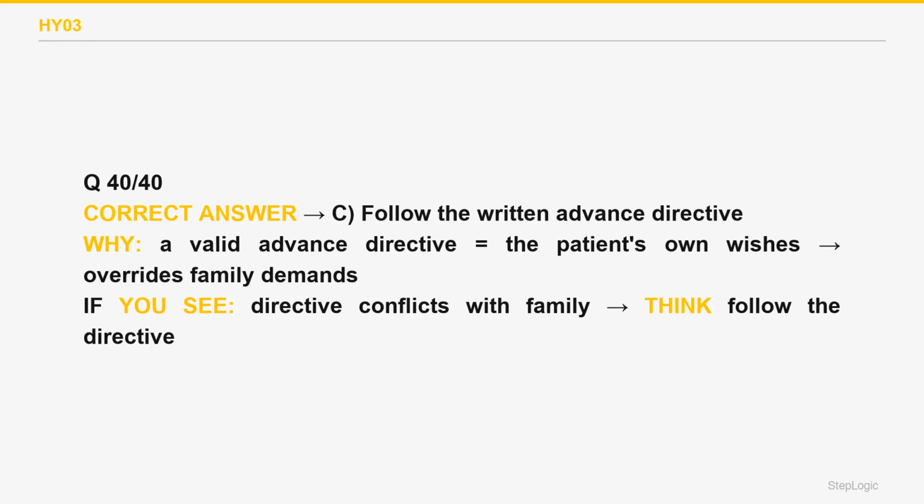Following the children's demand for full resuscitation would override the patient's clearly documented refusal, violating his autonomy, choice A, wrong. Defaulting to do everything to be safe likewise ignores a valid directive that specifically declines CPR, choice E, wrong. A valid written advance directive guides the decision.